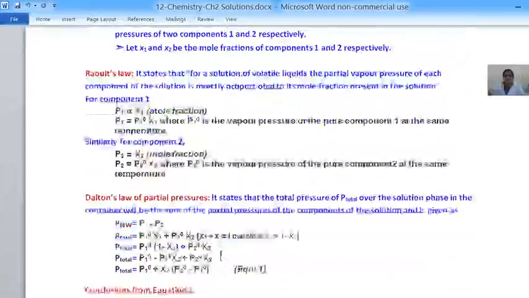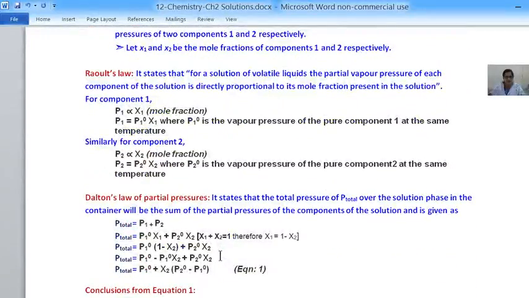Next, we move on to Dalton's law of partial pressures. It states that the total pressure is denoted by P total.